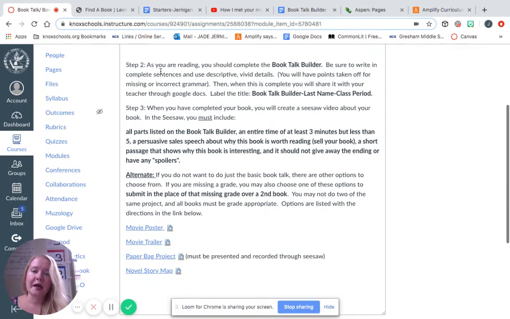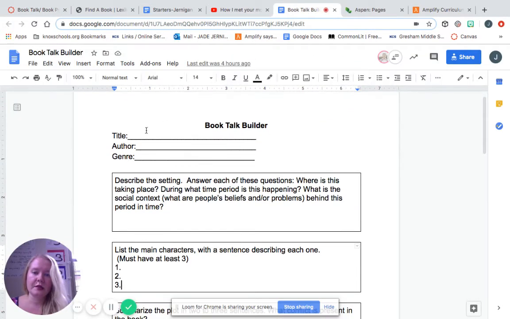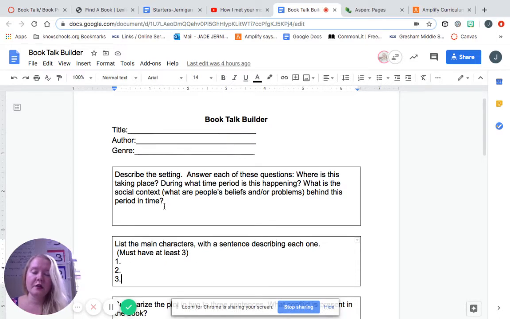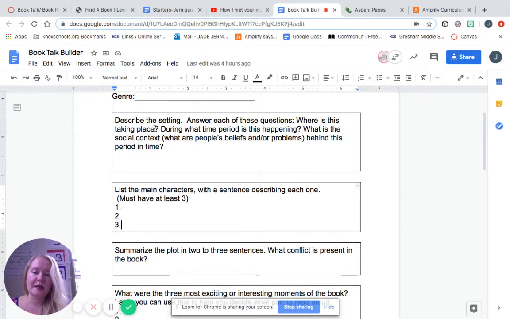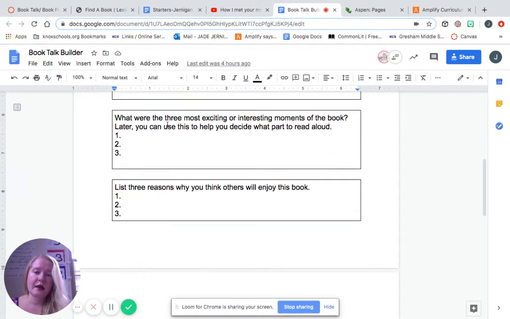The second step, as you are reading, you should be completing the book talk builder. I'm sure that you have heard your teacher talking about this. Your book talk builder simply is going to ask for your title, your author, your genre, and then you're going to be asked to describe the setting, the main characters, the plot, and some of the most interesting moments.